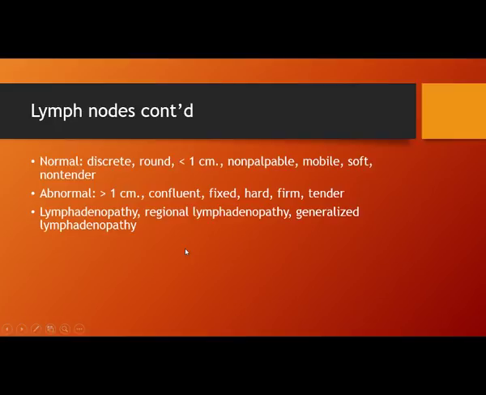And then there are 3 different definitions that are given. Lymphadenopathy is simply where you find enlarged lymph nodes in one area. Regional lymphadenopathy is where you will find them in more than one area, and then generalized lymphadenopathy is further lymphadenopathy, and that's typical of severe autoimmune diseases such as AIDS.